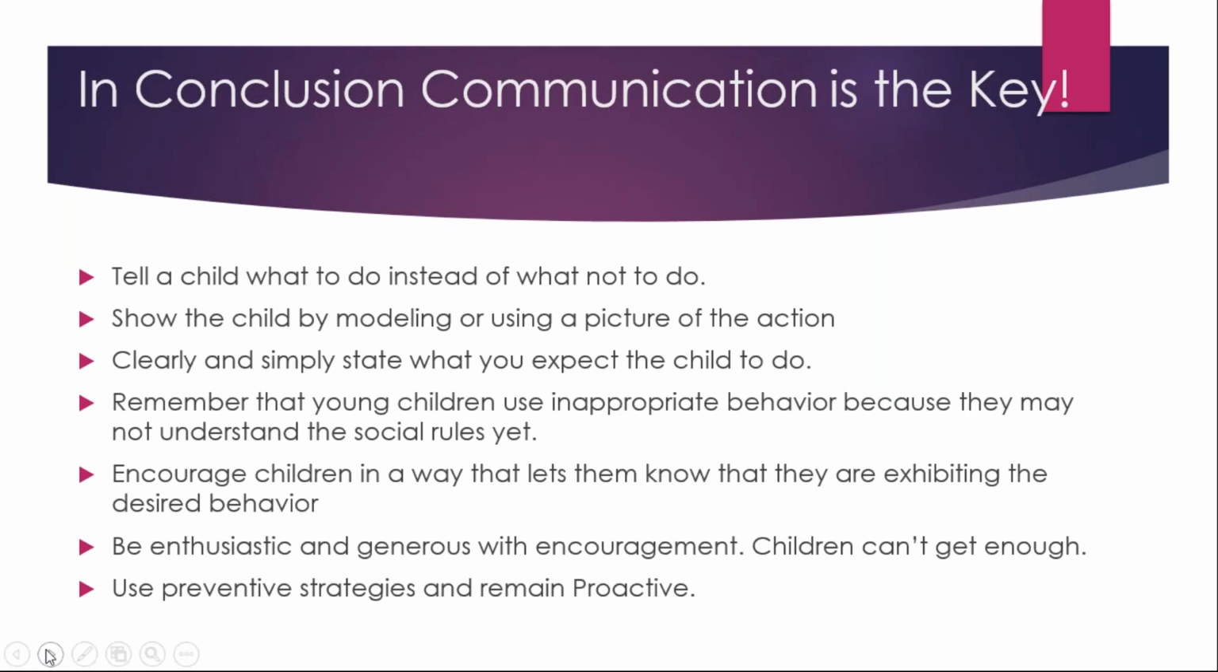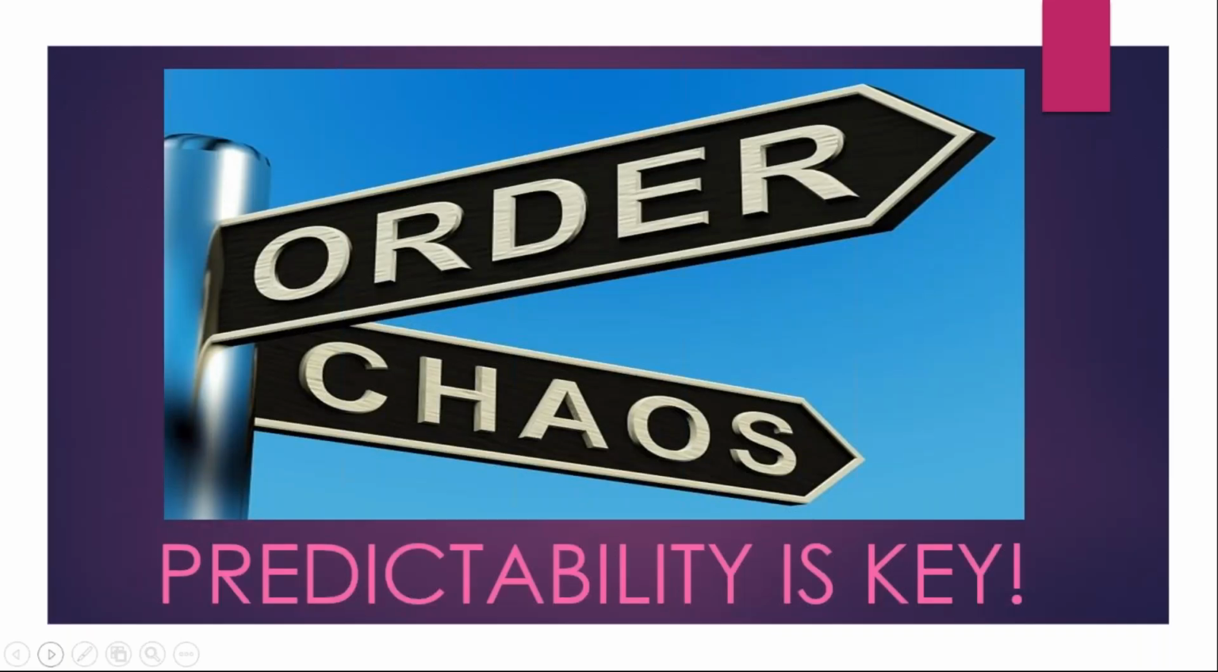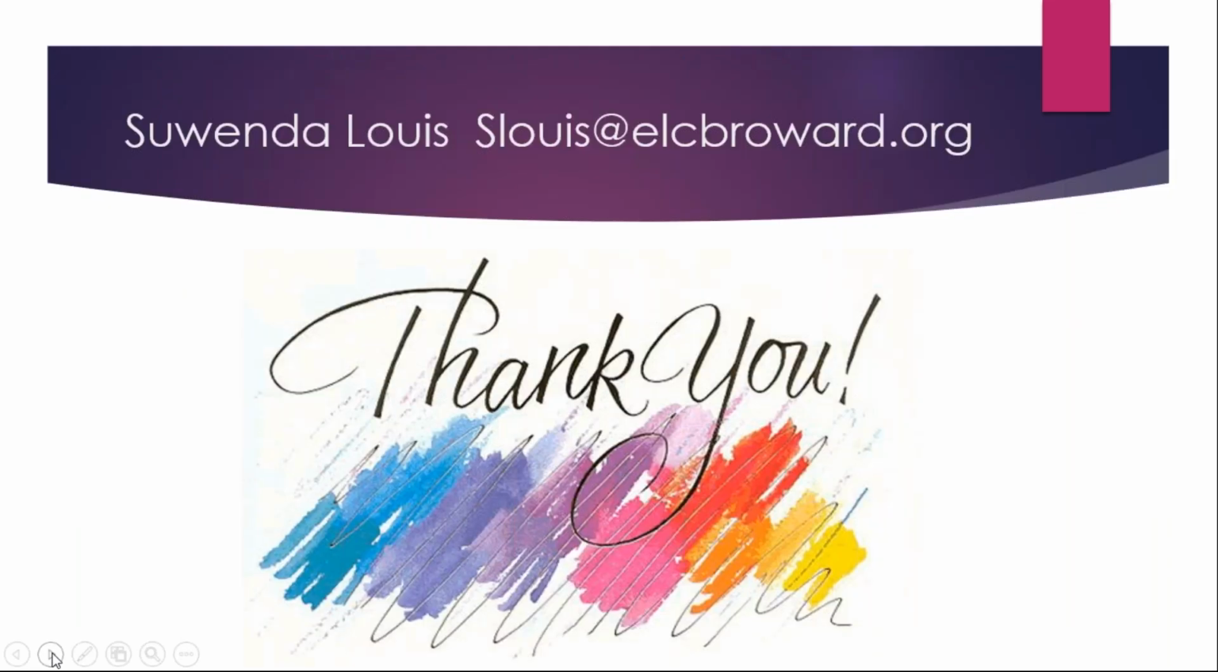And always, always, always use preventative strategies and remain proactive. When we're proactive, we're better equipped to assist those kids with those challenging behaviors so that they never even have to come into contact with those challenging behaviors. We want to make sure we're offering those choices as well because we know that will help decrease those challenging behaviors in the classroom. It's up to us. We can have order in our classrooms or we can have chaos. The answer to this is making sure that predictability is key in our classroom. That's something that we always have to remember when moving forward.